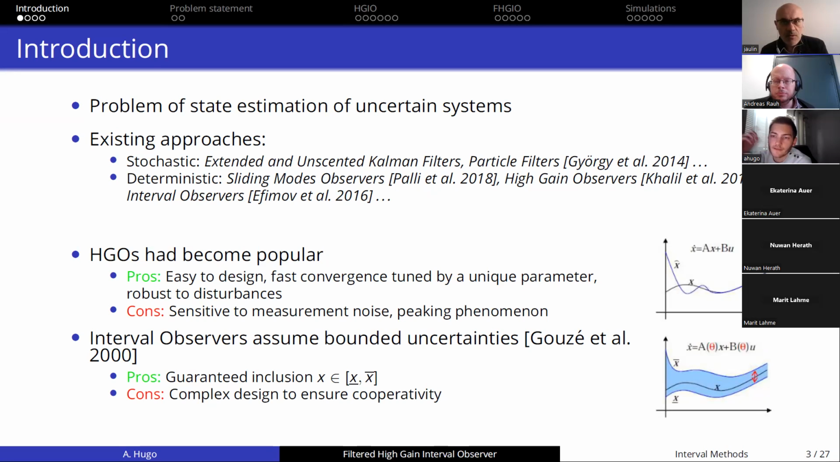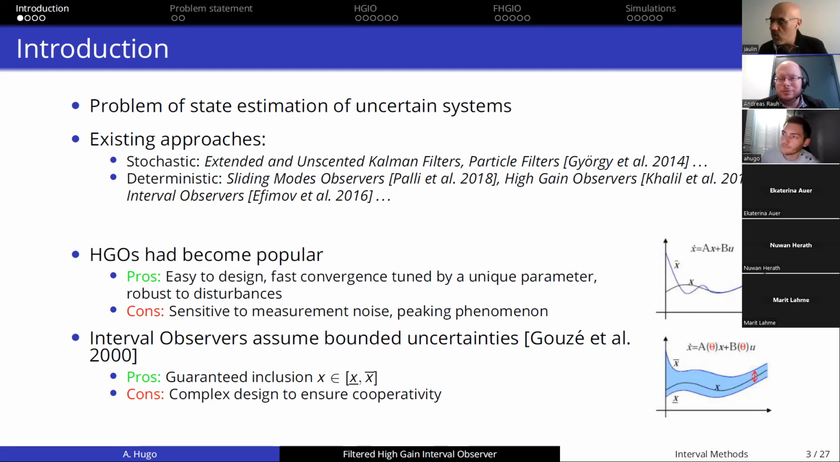Yes. Okay. And this is required in order to ensure that we have the inclusion property, which is the main advantage of interval observers. So we have some guarantees that the state of the system will belong to the estimated bounds. And as it is, it can be hard to obtain the cooperativity of the estimation error. Usually, what is done is changes of coordinates that will ensure this. Yeah. Okay. Thank you.